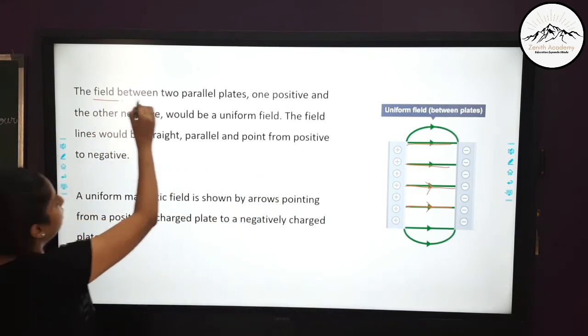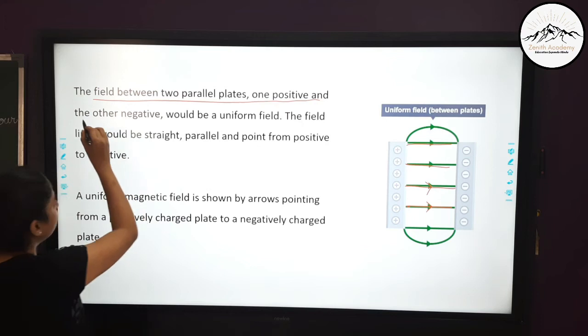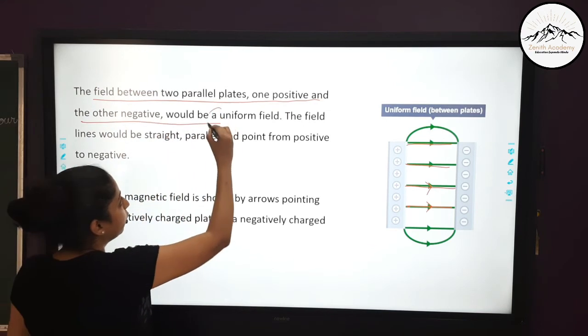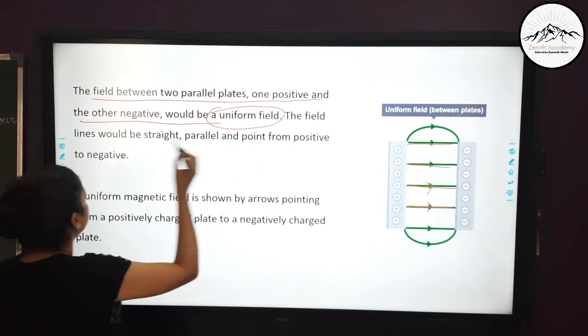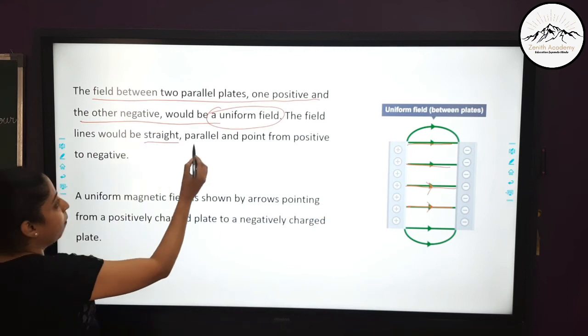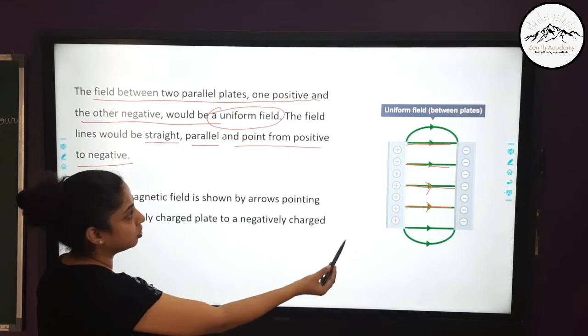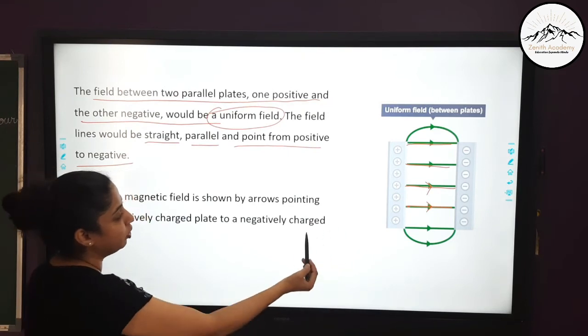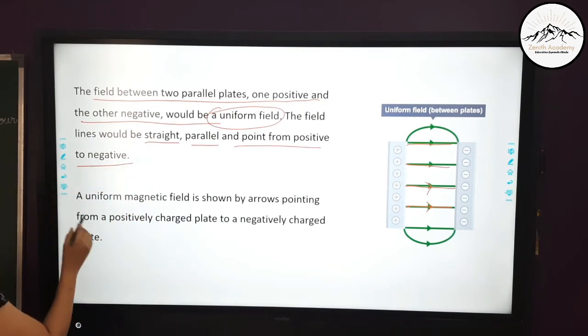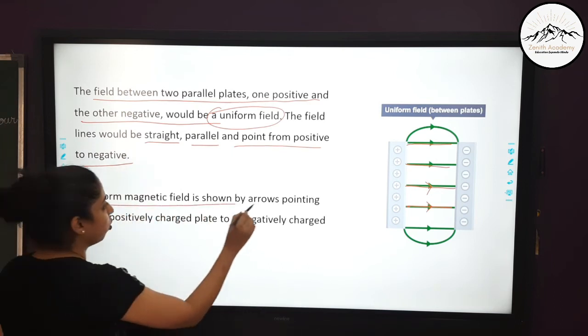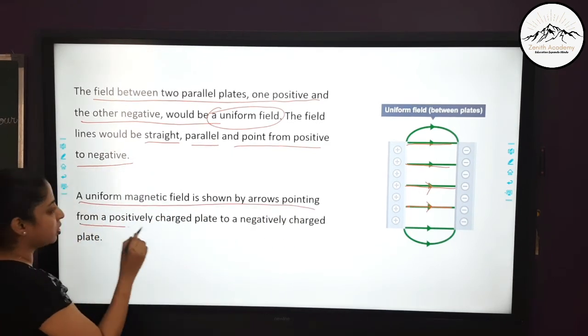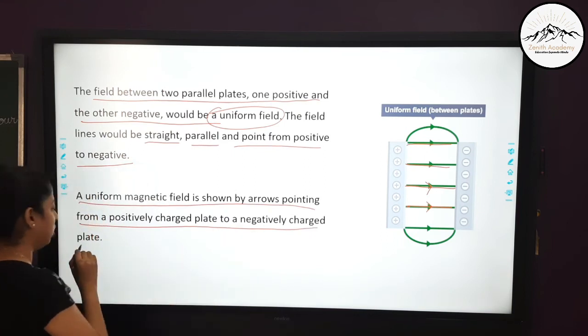So the field between two parallel plates, one positive and the other negative, would be a uniform field. So the field lines would be straight, parallel, and point from positive to negative. So there is a uniform field between two parallel plates. Now a uniform electric field is shown by arrows pointing from a positively charged plate to a negatively charged plate.